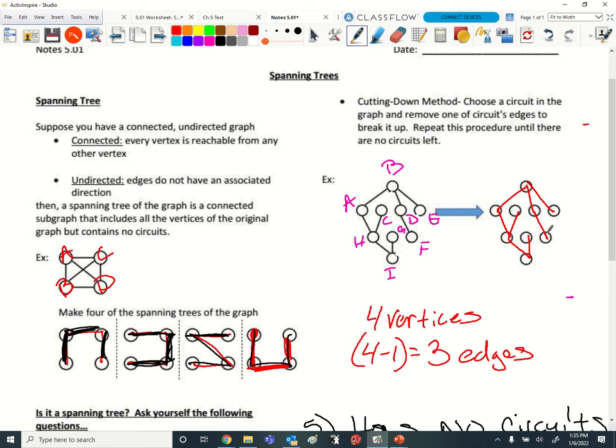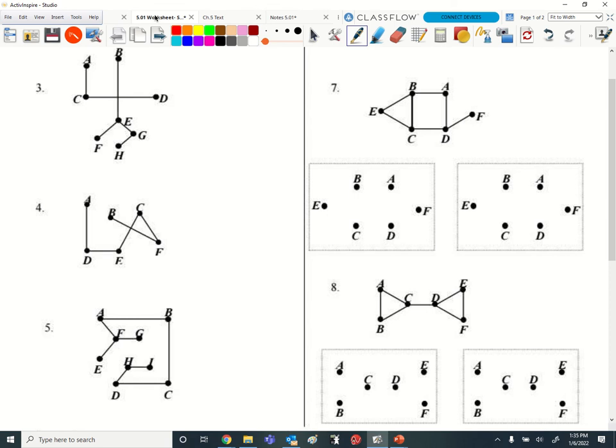So just by cutting out some of the circuits, we end up finding a path. And that's what we have left. Does that make sense? Sense or nonsense? Sense. Okay, good. All right, now the next thing I am going to do is help you with this homework, because the problems are pretty easy.